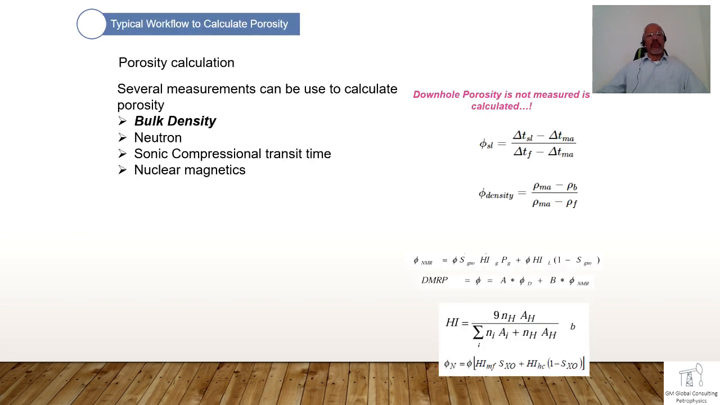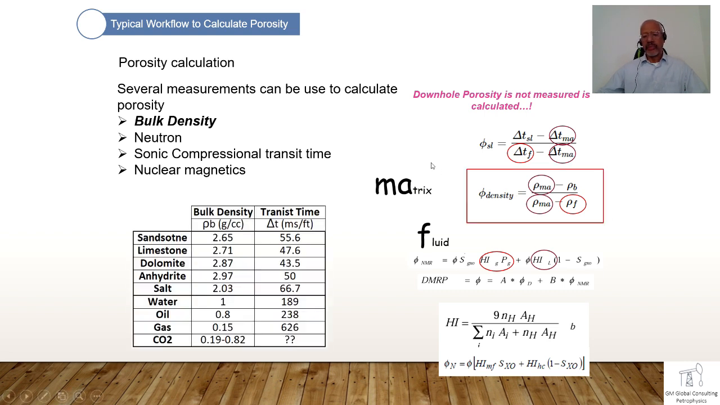Let's review the workflow to calculate porosity. Several measurements can be used to calculate porosity: bulk density, neutron, sonic compressional transit time, nuclear magnetics. Remember that downhole porosity is not measured with tools, it's calculated using equations as listed here. And those equations need to be filled in with parameters such as matrix and fluids, and those fluids I'm talking about are hydrocarbons, CO2, contaminants. The most commonly used equation is density.